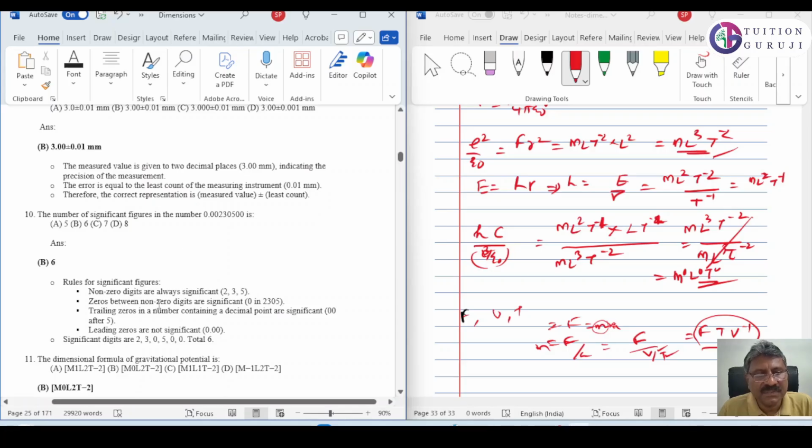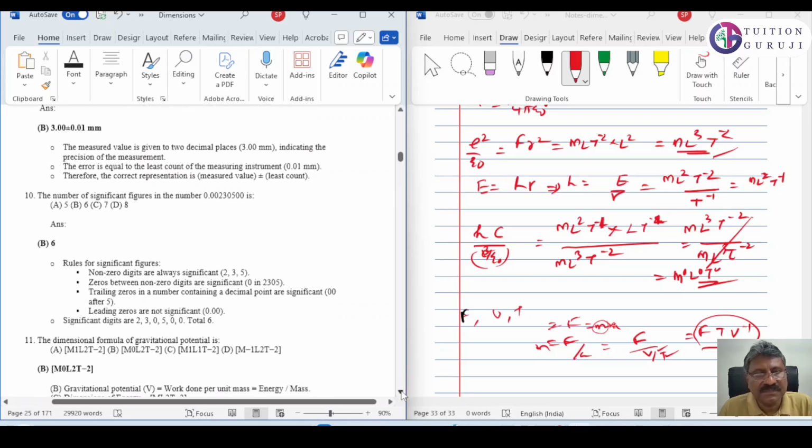We know the rules for significant figures: non-zero digits are always significant, zeros between non-zero digits are significant, trailing zeros after the decimal point are significant, and leading zeros are not significant. So the significant digits are 2, 3, 0, 5, 0, 0. That is 6 significant digits.